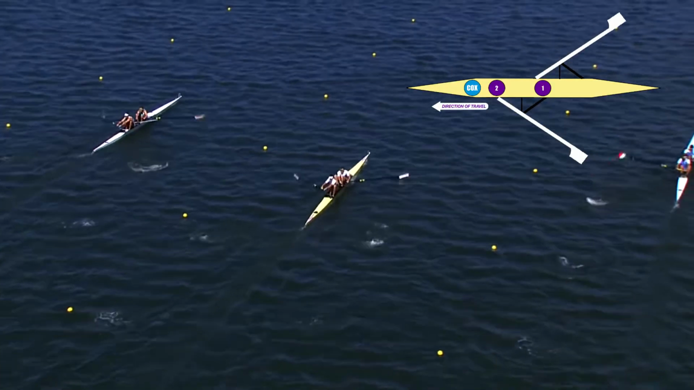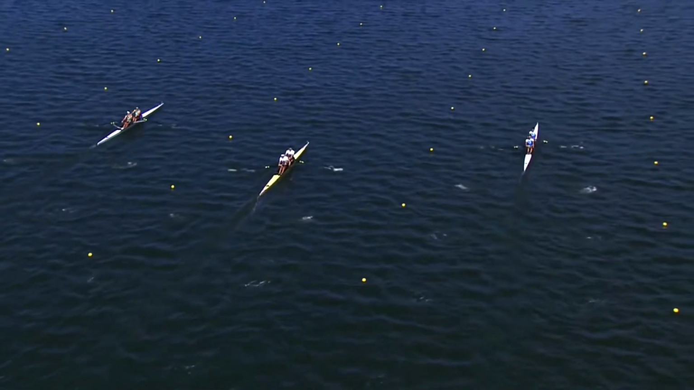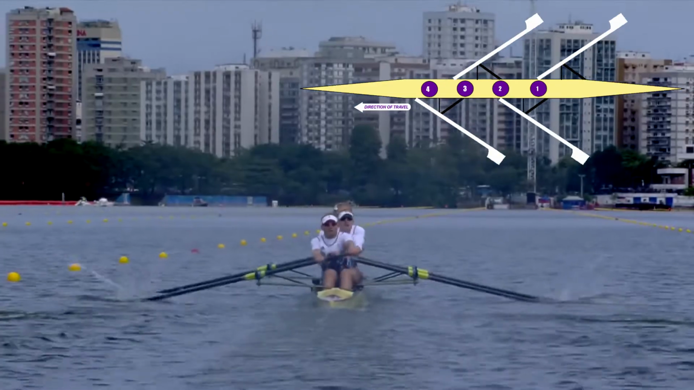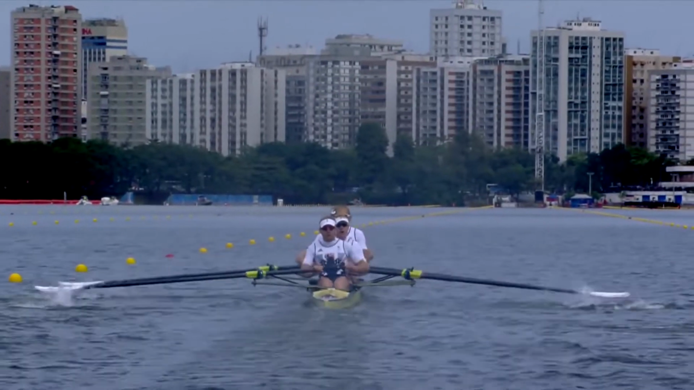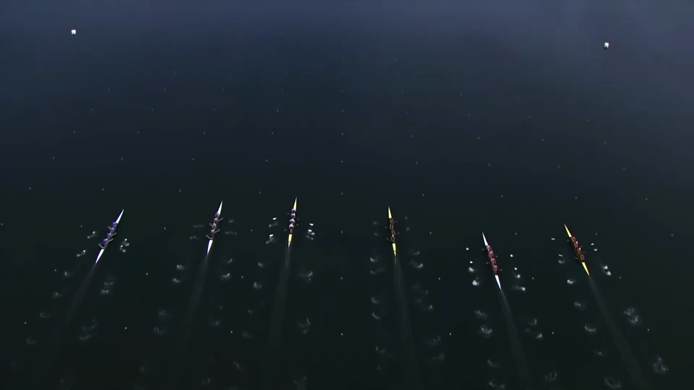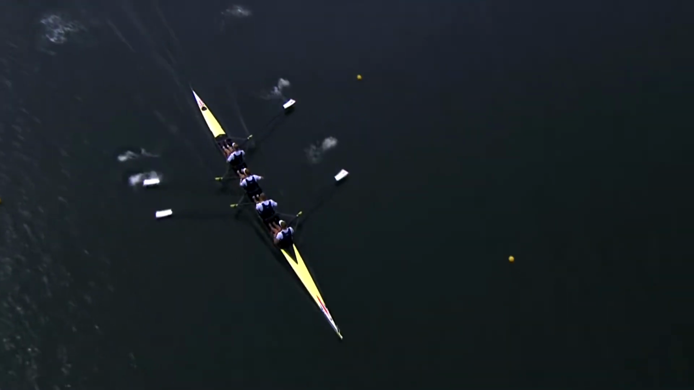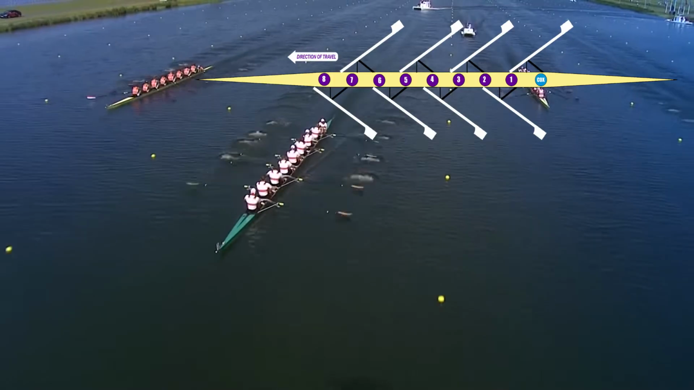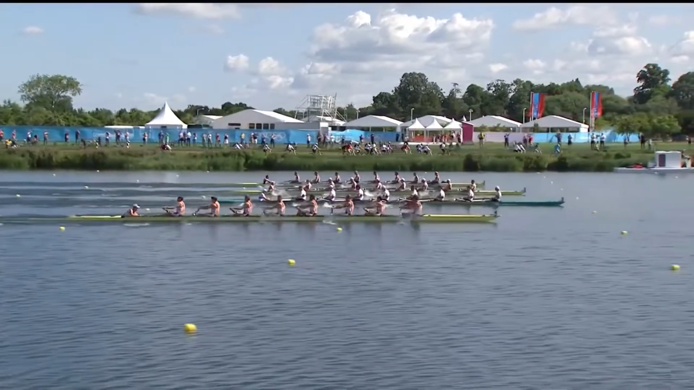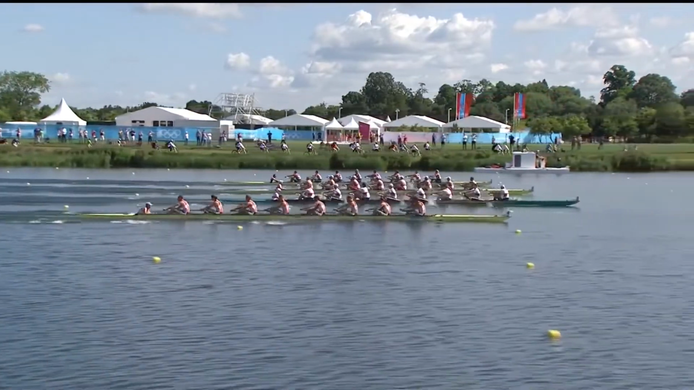Coxed pairs. This is 2 athletes in a sweep boat and has a cox. Coxless fours. This is just like the coxless pairs, only that it has 4 athletes instead of 2. Coxed fours. This is just like the coxed pairs, only that it has 4 athletes instead of 2. Eight. This is where you have 8 rowers who all have 1 sweep oar each, and the boat is steered by a cox.